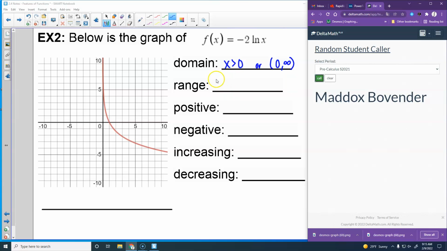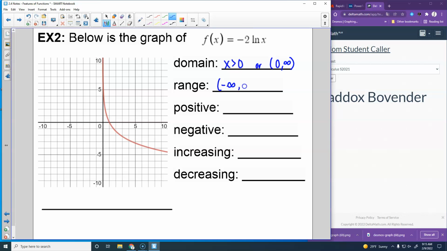It is negative infinity to infinity. And logs are tricky because we can see this goes up, up, up forever, so that should make us think positive infinity. Logs can be tricky because this kind of looks like it has a horizontal asymptote. But when we were doing logs, we learned that logs don't have horizontal asymptotes. They always have vertical asymptotes and no horizontal. So this is going to keep going down forever. Range for natural or any log is always going to be negative infinity to positive infinity.